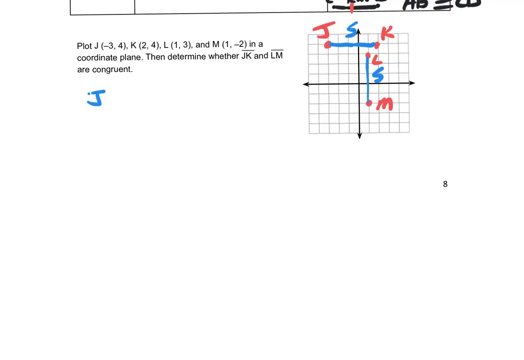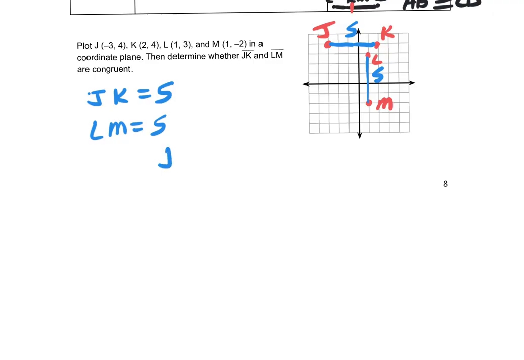Okay, so once again, to talk about the terminology today, JK is 5. I don't want a symbol above it because I'm saying the length of JK, the distance from J to K, is 5. Same for LM. L to M is 5. The length from L to M is 5.